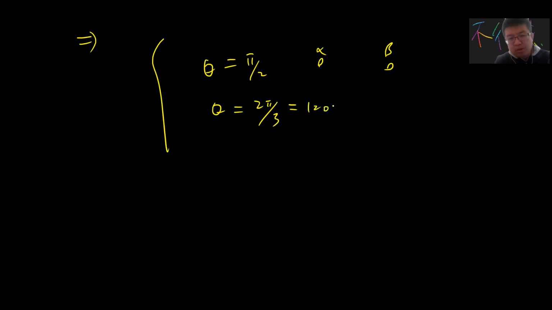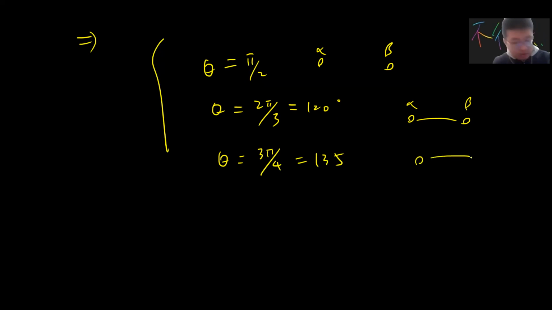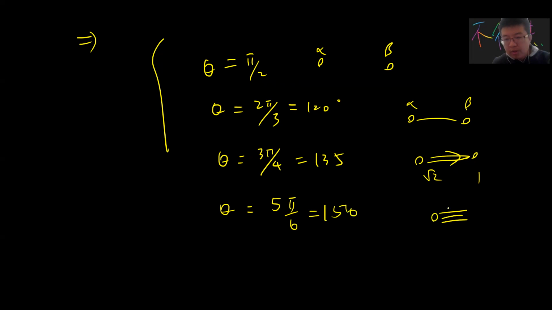That is 120 degrees. So use one line, and you can say that their lengths are the same. And theta can also be 3 pi over 4, which is 135 degrees. So use 2 lines, and one of the lengths is greater than the other by a square root of 2. And then theta is 5 pi over 6, so this is 150 degrees, and it should have 3 lines.